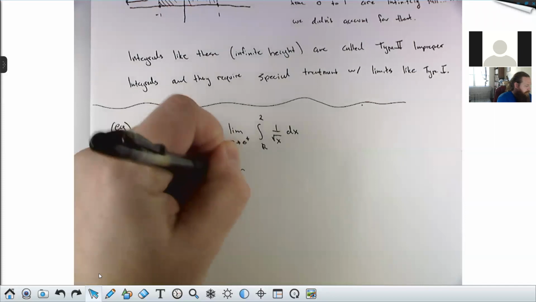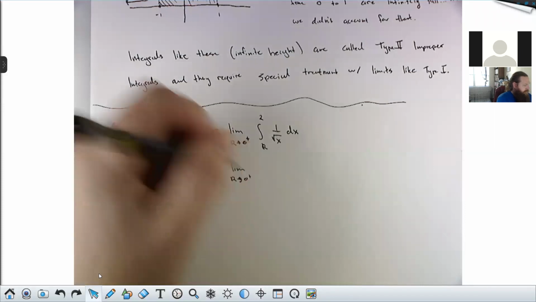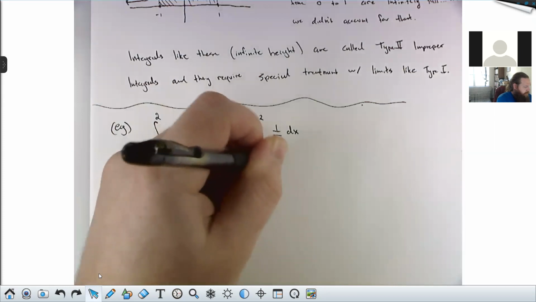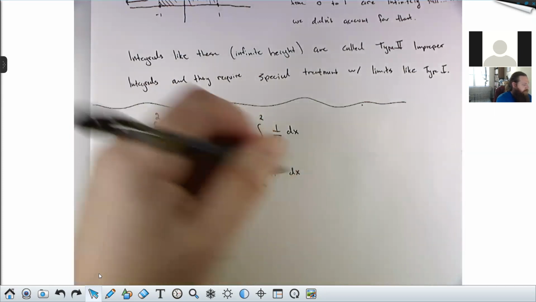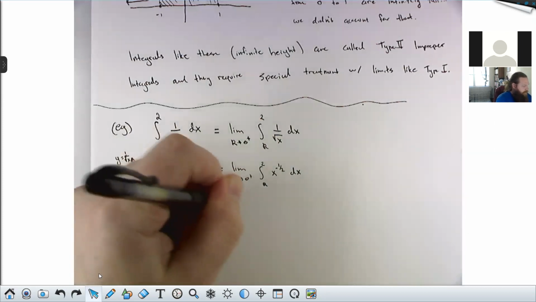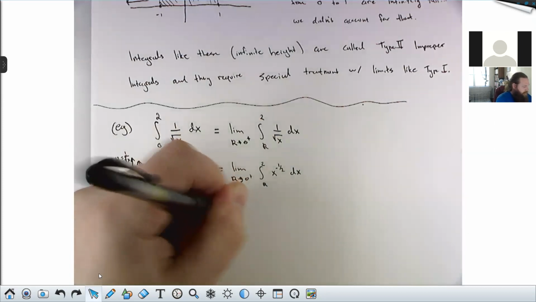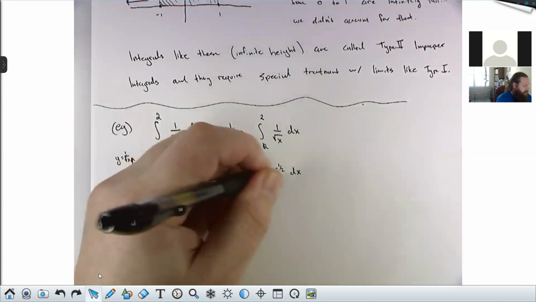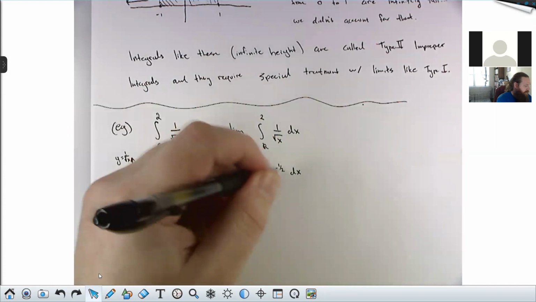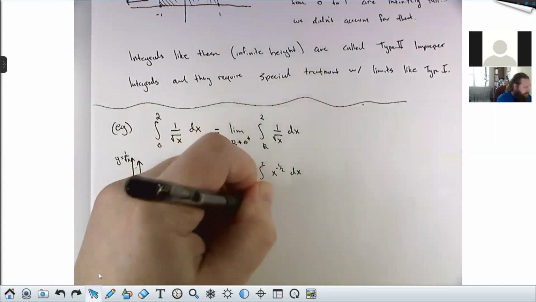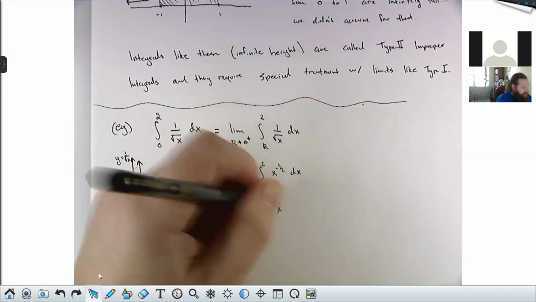That's lim r to 0 plus integral r to 2 x to the negative 1/2 dx. Calculate your antiderivative, then plug in the bounds, then take the limit. So an antiderivative for x to the negative 1/2, you add 1 to negative 1/2, you get x to the positive 1/2. So that's going to be 2 times the square root of x.